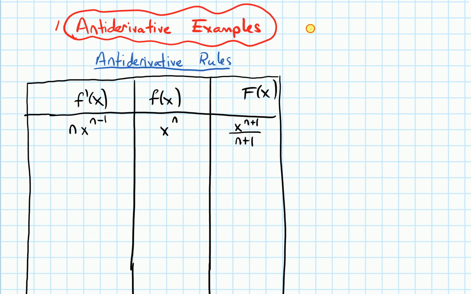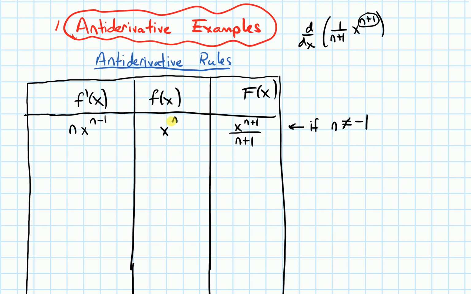I could check it. This is the same thing as 1 over n plus 1, x to the n plus 1. If I were to take that derivative using the power rule, the power would come down, it would cancel with this 1 over n plus 1. I'd subtract 1 from the exponent, and that would give me x to the n. So this is the reverse power rule for antiderivatives. And this works as long as n is not equal to negative 1. If it was negative 1, I'd be dividing by 0, and that would be bad.